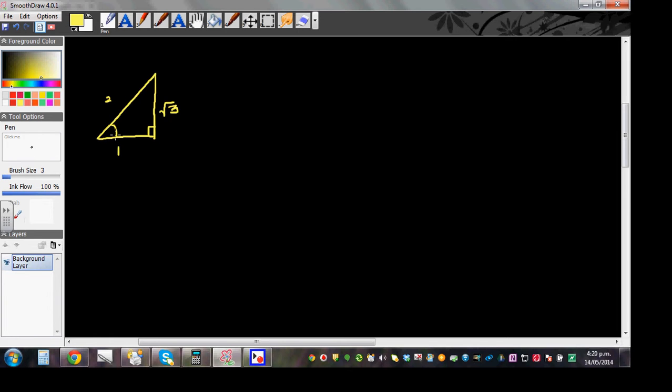And this angle in radians is given to be pi by 3. And this is given to be pi by 6. So pi by 3 is 180 divided by 3, which is 60 degrees. And pi by 6 is 180 divided by 6, which is 30 degrees.